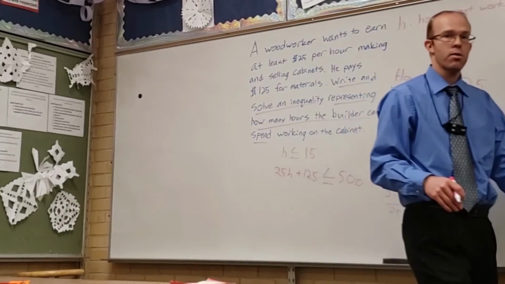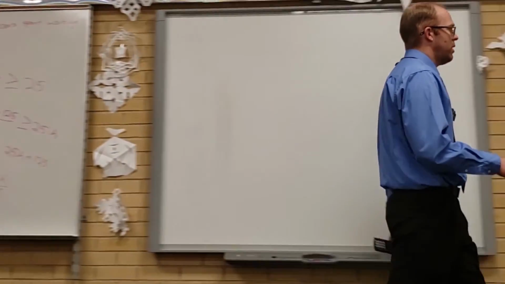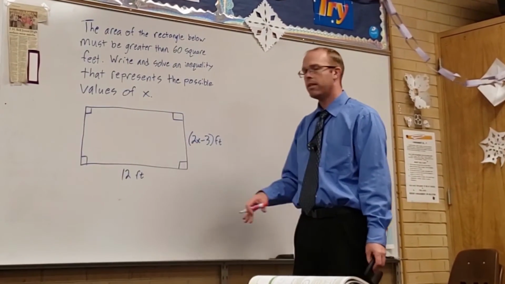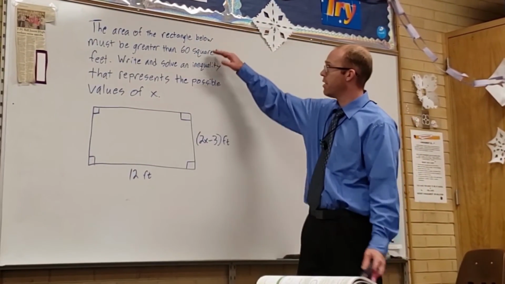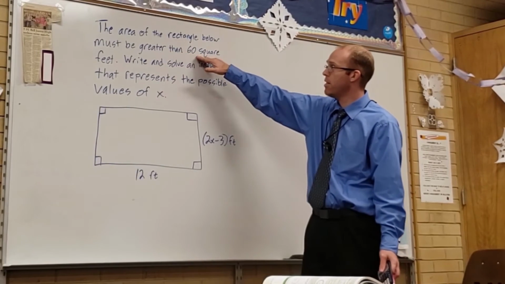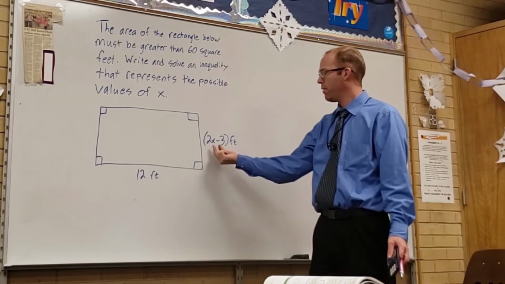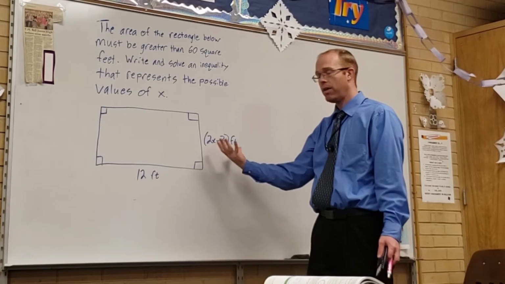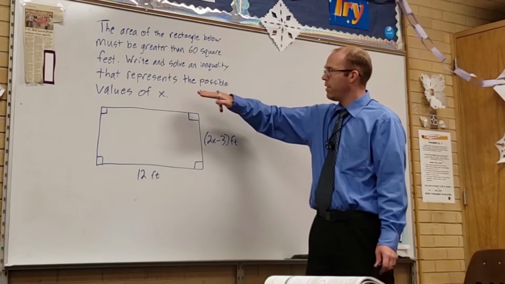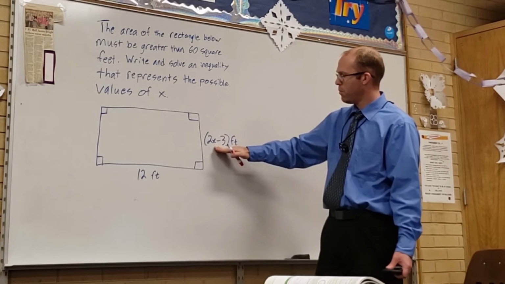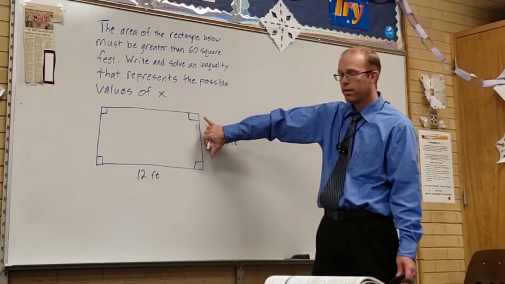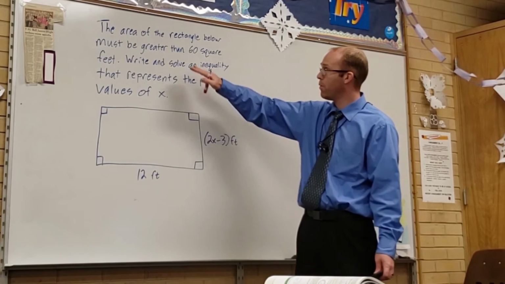Let's move on to the next one over here. In this question, we're working with a rectangle, and we want to calculate the area of a rectangle. Now, our task is to make the area of this rectangle greater than 60 square feet. And we're given this side over here with a value of x that is unknown at this point. So we're to write and solve an inequality that represents the possible values here for x.